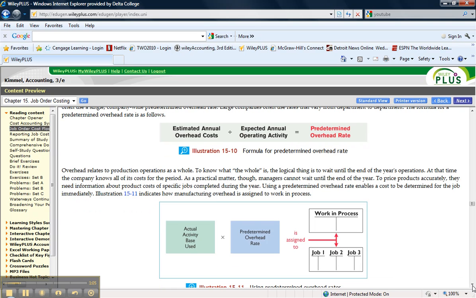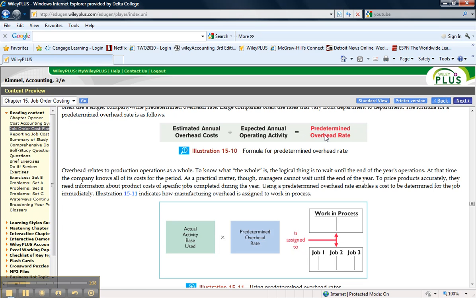At the beginning of the year, a company will estimate its total annual overhead costs, and then it will divide it by some appropriate expected level of operating activity for the year. So let's say direct labor hours, for instance. Say a company expects to have $1 million of overhead costs for a year, and they expect to have 100,000 direct labor hours for the year. Well, if you divide those expected overhead costs by the direct labor hours that are expected to occur, you get $10 per direct labor hour.